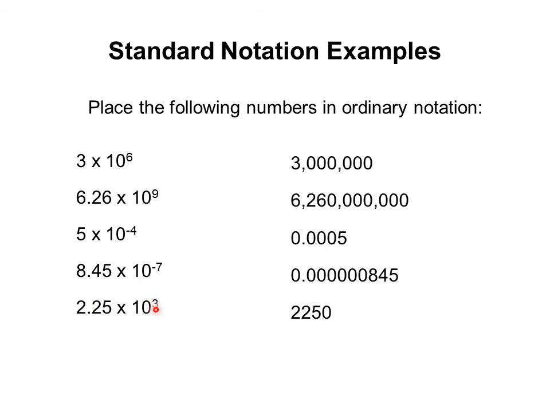Here, this is a positive exponent, 3, so we'd move this decimal place to the right 3 places. 1, 2, 3, and the value goes to 0. So this would be 2,250.